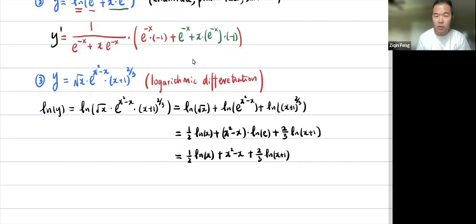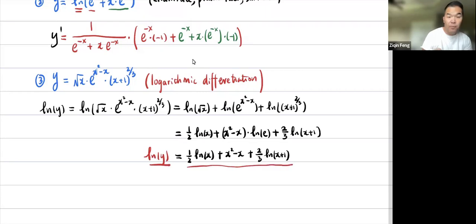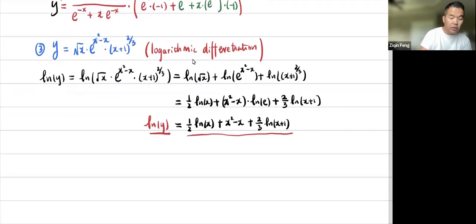So, taking some work to simplify this big natural log function. But after we simplify, we get a much easier equation: natural log of y equal to that. Then you apply implicit differentiation, right? Differentiate both sides of this equation here, applying the chain rule.